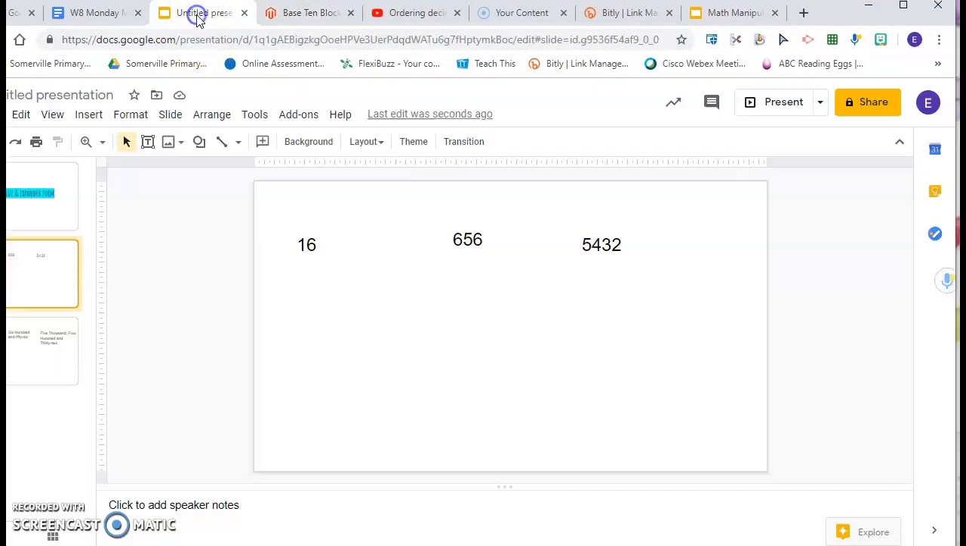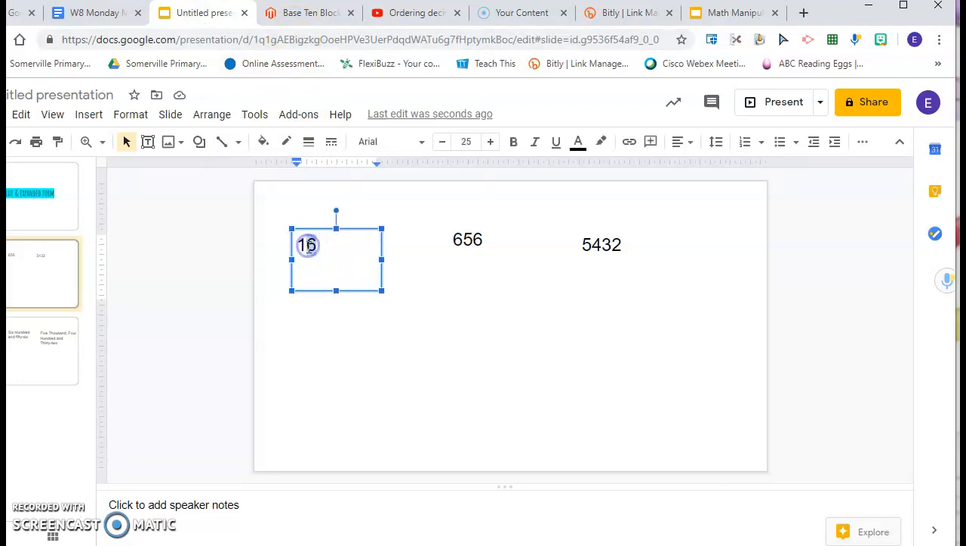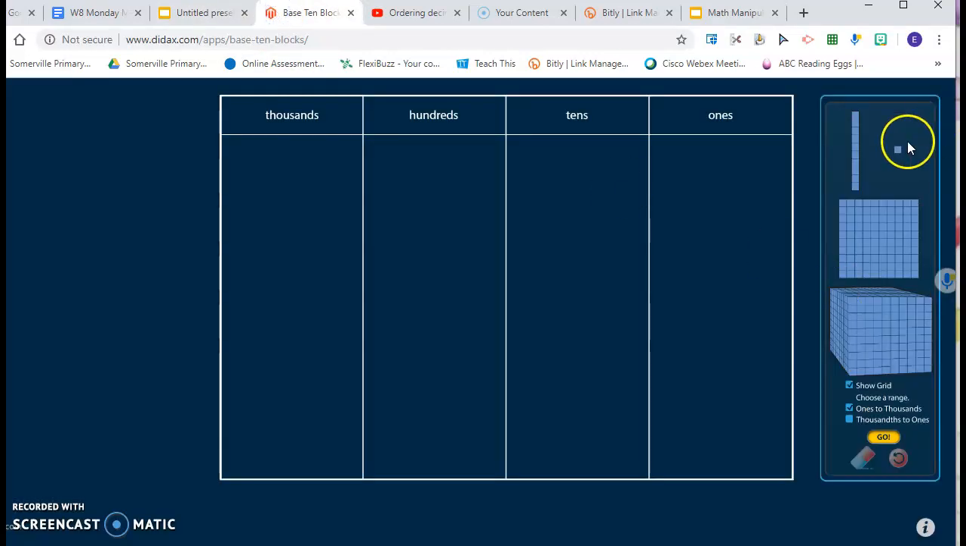The first number we're going to look at is 16. We look at the ones column first, so we know that the 6 is in the ones column and the 1 is in the tens column. We know that we have 6 ones. So we can see there we've got 6 ones.